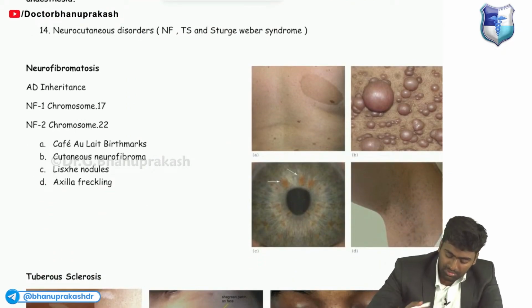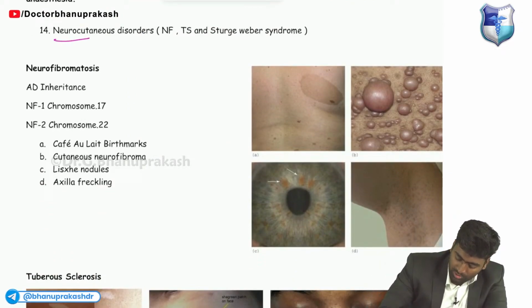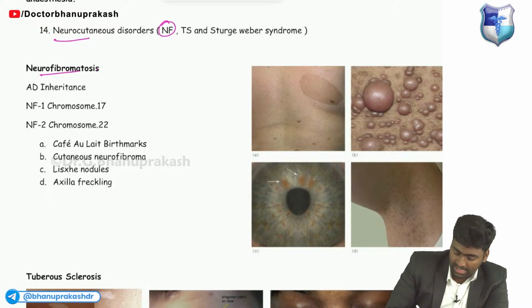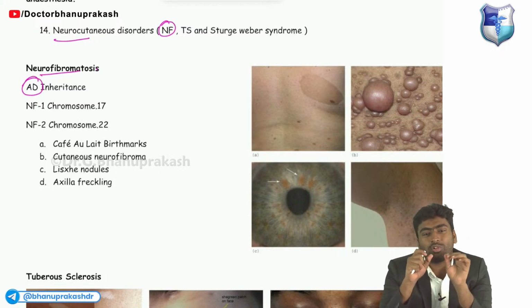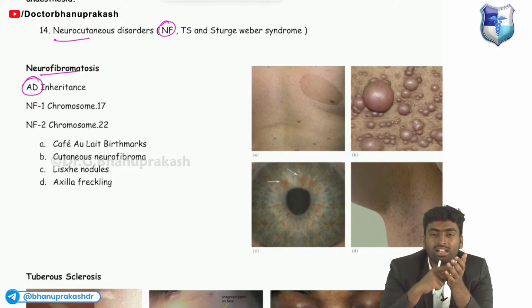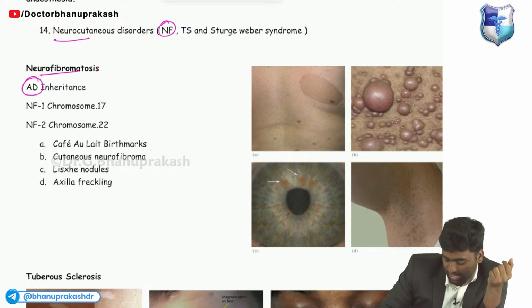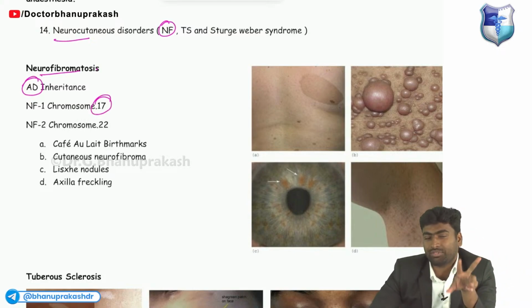Fine. We see about neurocutaneous syndromes. One is NF, neurofibromatosis. It is autosomal dominant. See, there are 2 NF: NF1 and NF2. If we count the alphabets in neurofibromatosis, there are 17. So NF1 is because of a chromosome number 17 defect. And NF2, it is 2.